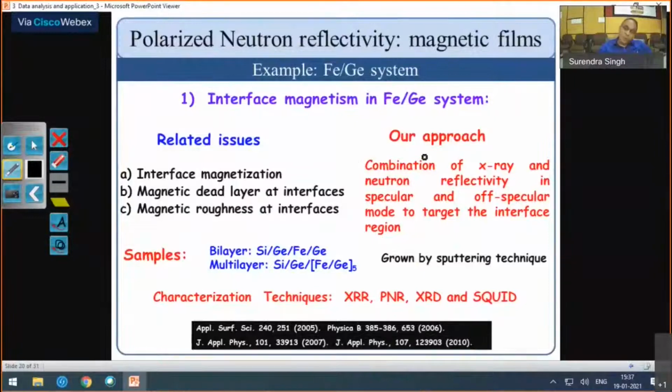We used both bilayer and multilayer systems, where we have grown iron germanium tri-layer on silicon and multilayer on silicon. By the sputtering technique we made these, and for other characterization we used XRR, PNR, and XRD. XRD was just to see the crystalline structure. These results have been reported in these papers.